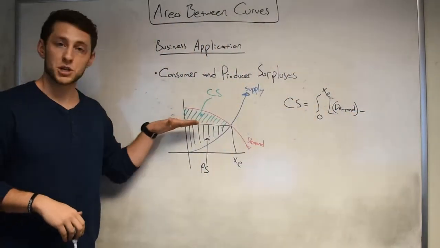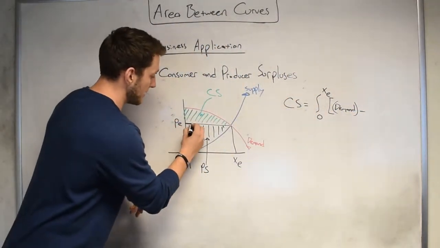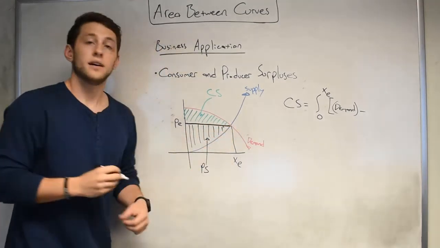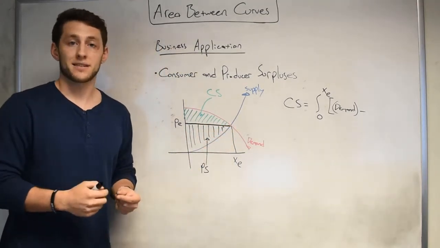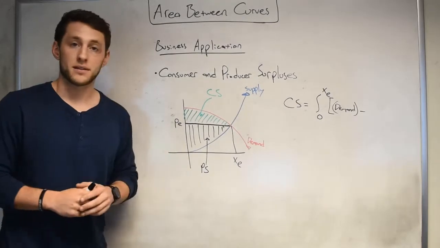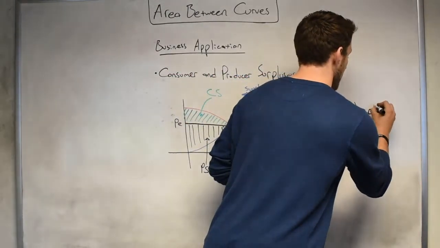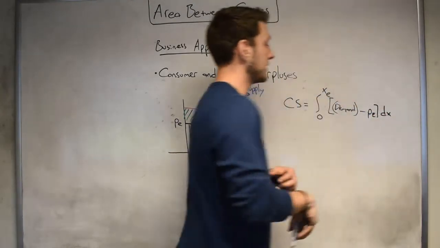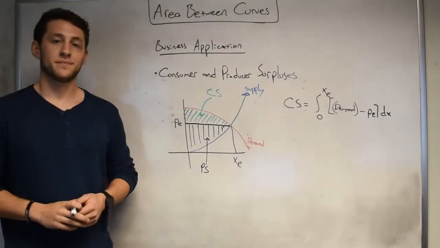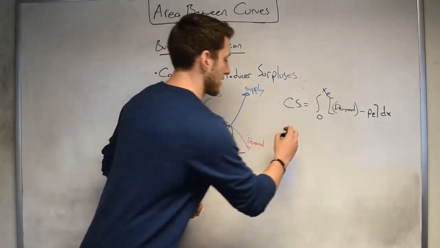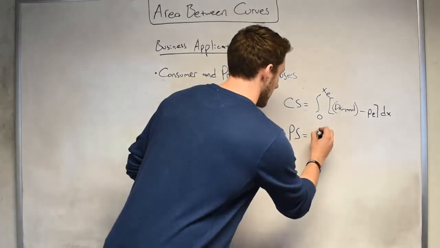Our bottom function is actually this solid black line. Now that black line can be signified as the line y equals P sub E. So all we have to do is subtract off the equilibrium price, and then integrate with respect to x. Our producer surplus can be found in a similar manner.